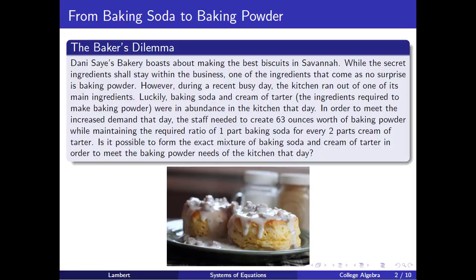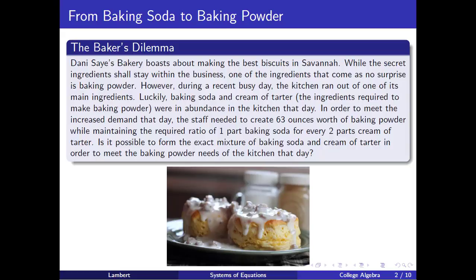So let's assume they run out of baking powder one day. Luckily, there's another way to make baking powder, and it's by using baking soda and cream of tartar. You can mix those two ingredients together to get baking powder, but there are some things you need. Let's say they need 63 ounces worth of baking powder on a given day where they ran out, and the ratio calls for 1 part baking soda for every 2 parts cream of tartar. Is it possible for the bakery to actually make baking powder and meet those needs of the kitchen that day?